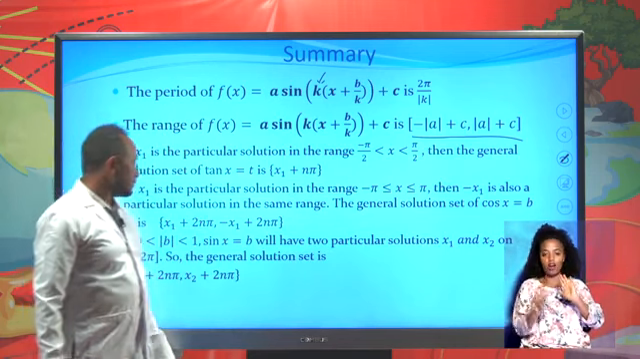For the sine function, it will have two particular solutions, x1 and x2, in the range 0 to pi. Its general solution will be x1 plus 2n pi, comma, x2 plus 2n pi.